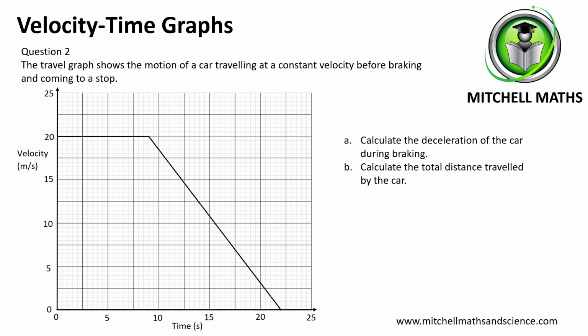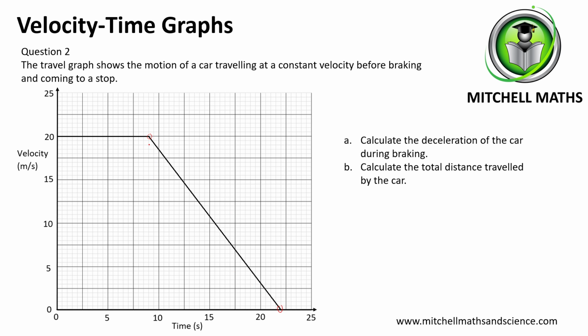Now in this next question, we're going to look at how to interpret the data from a velocity time graph. Part A says calculate the deceleration of the car during braking. It's deceleration because the car is starting at 20 meters per second and it's decelerating to 0. To calculate acceleration or deceleration, you need to be able to calculate the gradient of the line. I'm going to select 2 points on the line, the top point here and the bottom point here. That'll probably be the easiest.